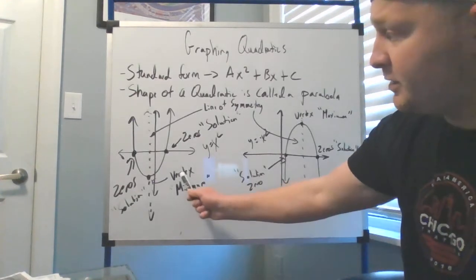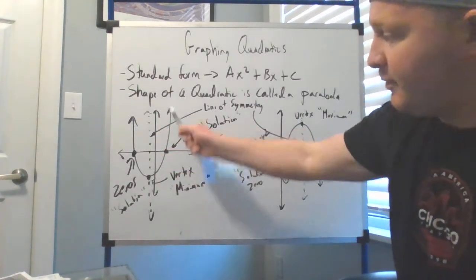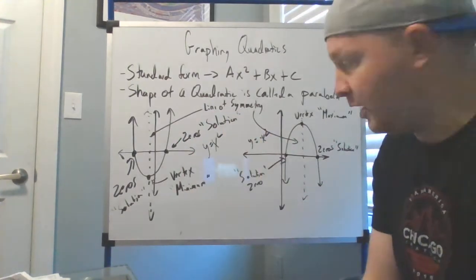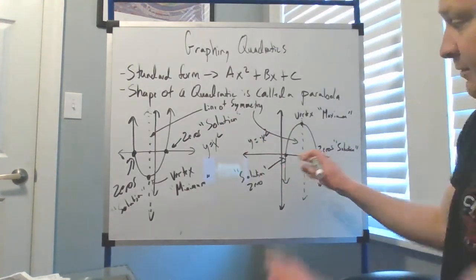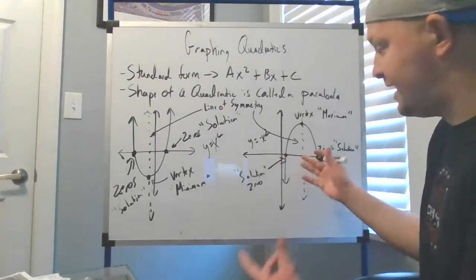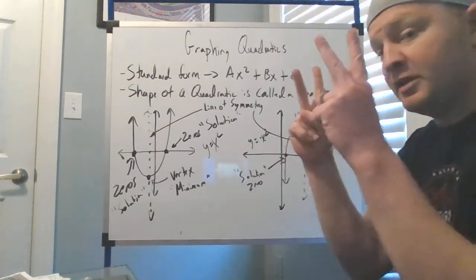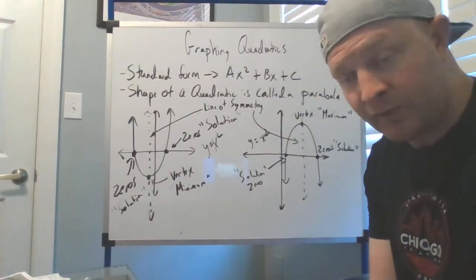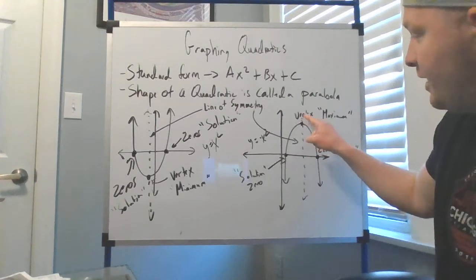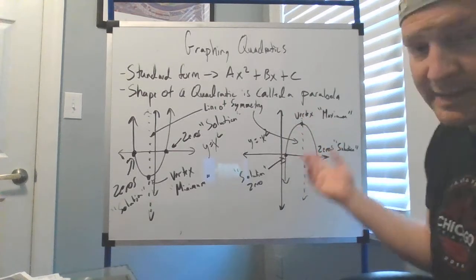Again, the vertex, when this is right side up, is considered the minimum because that's the lowest point that this quadratic will go. And again, wherever the parabola crosses the x-axis, those x-intercepts are considered the zeros or the solutions of the quadratic, always. And again, the vertex is now up here, so this is considered a maximum, okay?